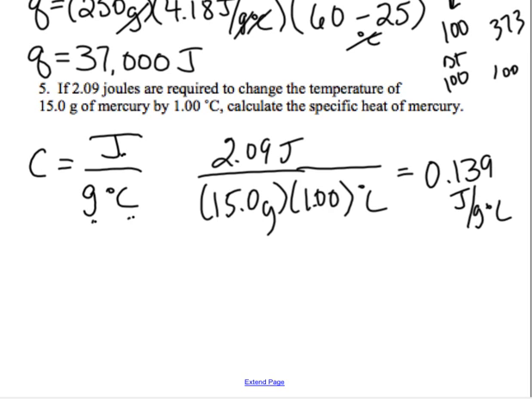So that's a really low specific heat. The lower the specific heat, the faster and easier the heat moves.